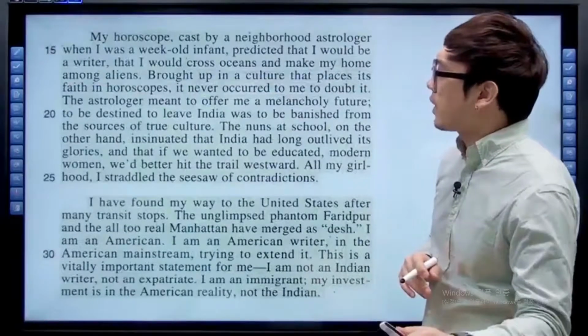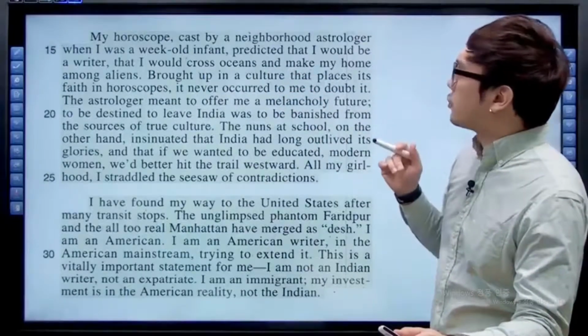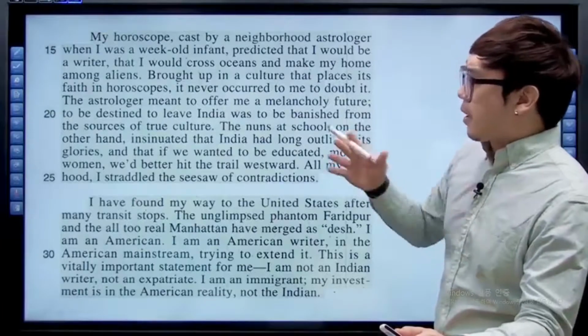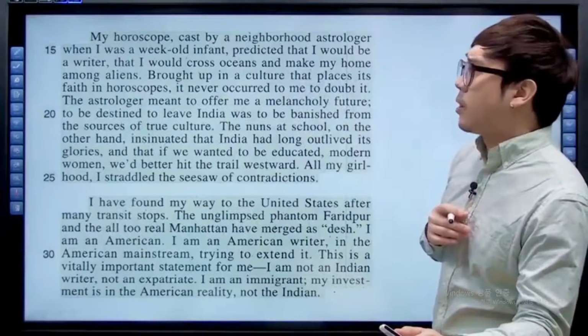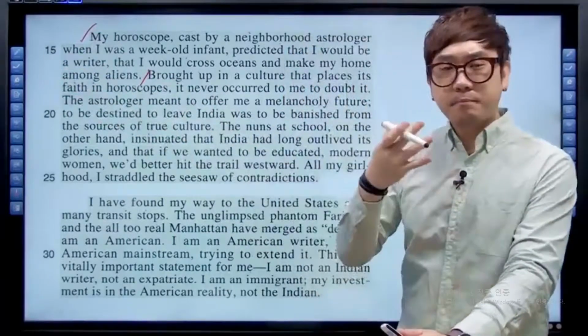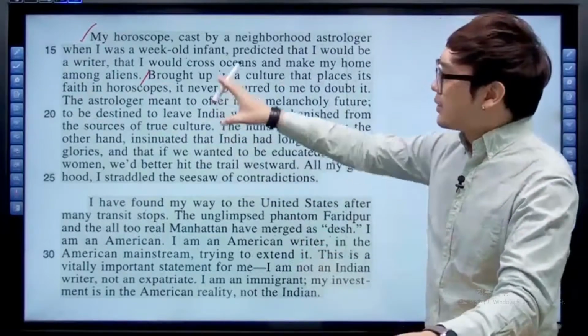Okay, moving on to the second paragraph. It says, my horoscope cast by a neighborhood astrologer when I was a week-old infant predicted that I would be a writer, that I would cross oceans and make my home among aliens. So I guess that's it. So again, it talks about her path into becoming a writer. It says, my horoscope, right?